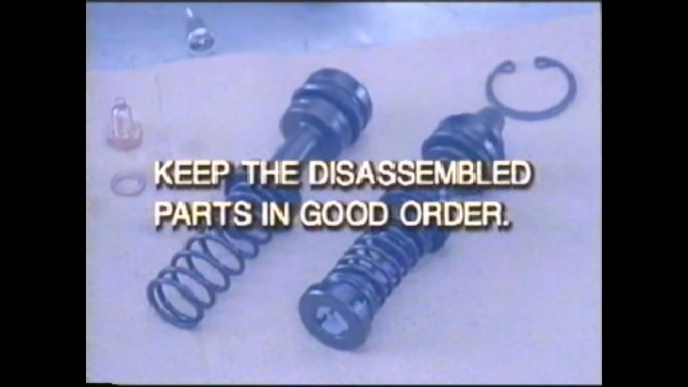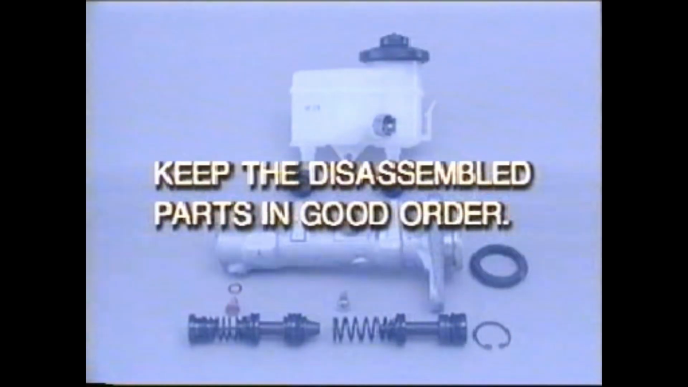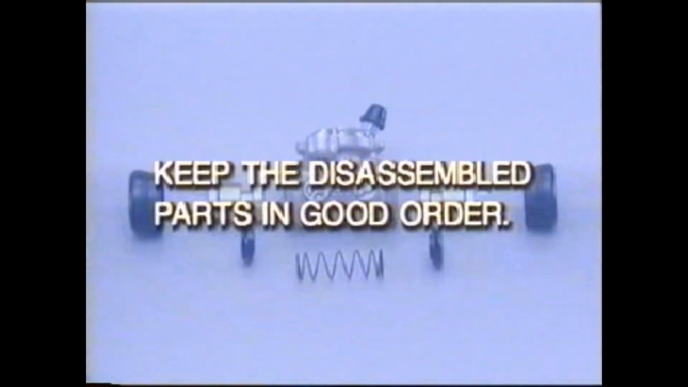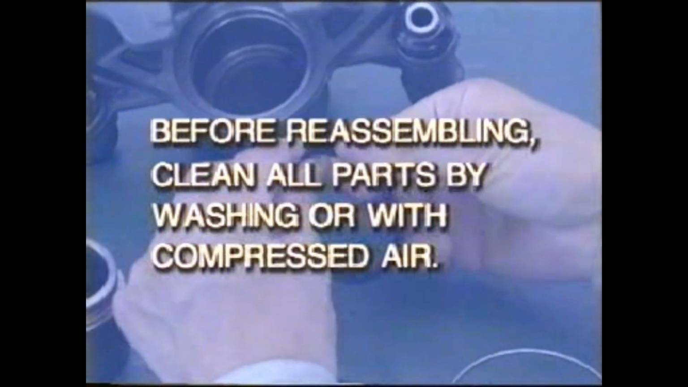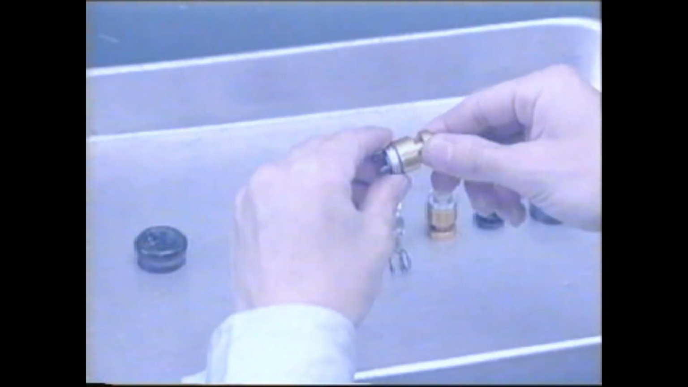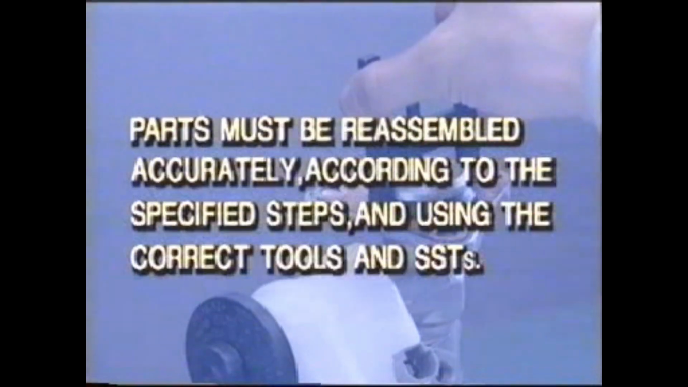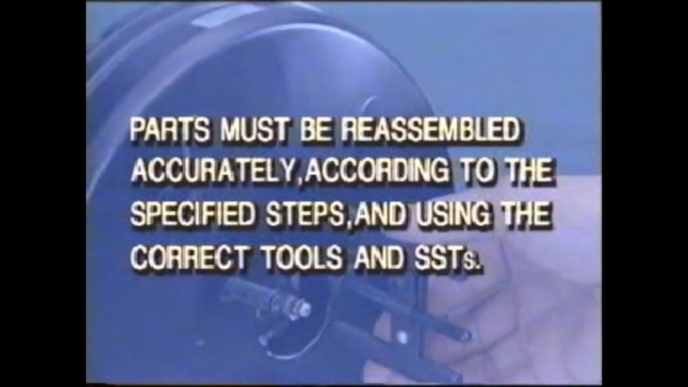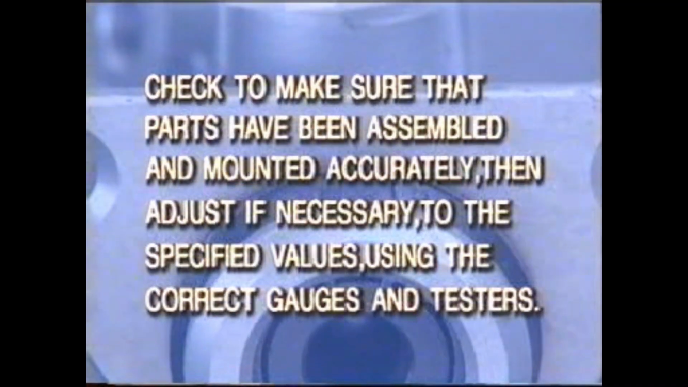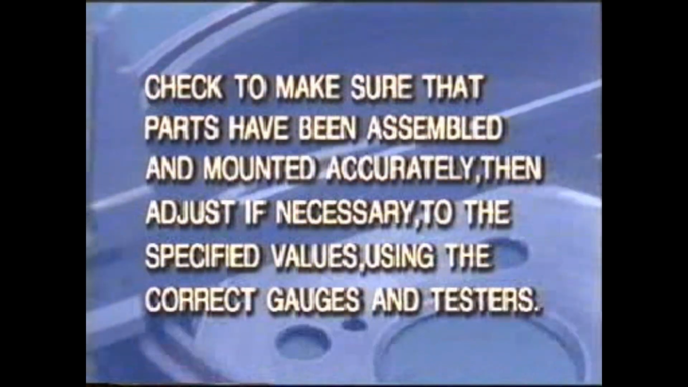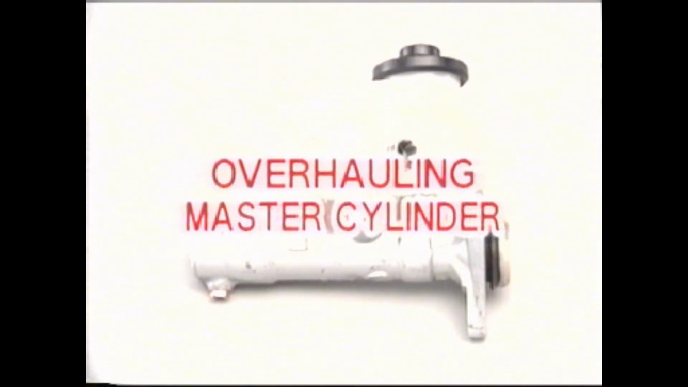Be sure that the cylinder cup and other rubber parts, inner surface of the drums, linings, pads, friction surface of the rotor disc are free of oil or grease. Before reassembling, clean all parts by washing or with compressed air. Parts must be reassembled accurately according to the specified steps and using the correct tools and SSTs. Check to make sure that parts have been assembled and mounted accurately. Then adjust if necessary to the specified values using the correct gauges and testers. Observe carefully the master cylinder overhauling procedures, keeping the previously mentioned matters in mind.